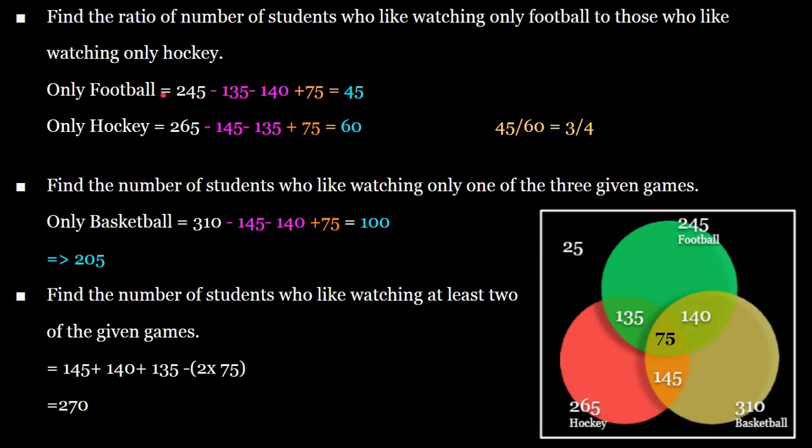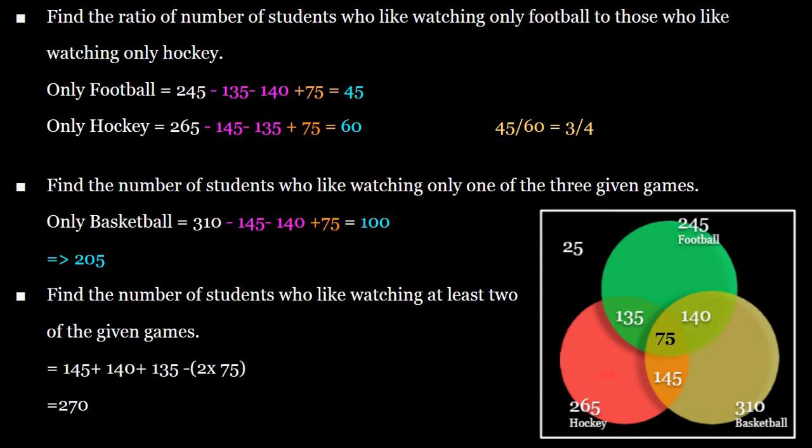So this was quite easy. 245 minus 135 minus 140 plus 75. Why are we adding plus 75? Because that common part is getting subtracted twice. Once with 135, once with 140. That is why we will have to add 75, and that will come out to be 45. That is, players who play only football, or watch only football, are 45.